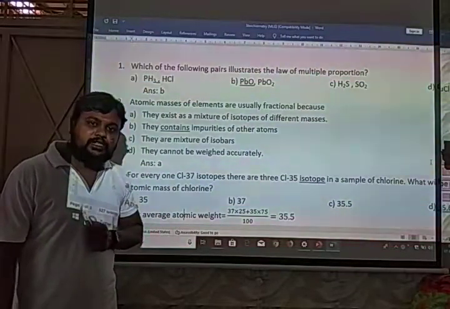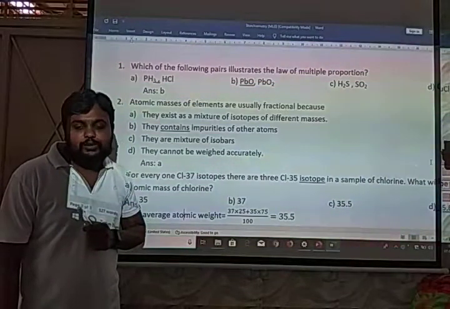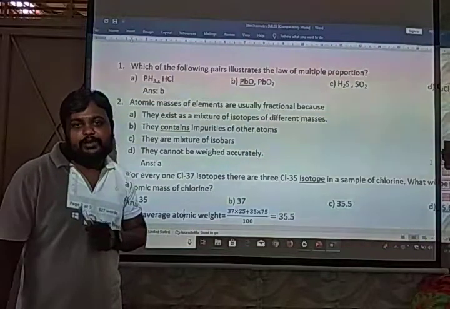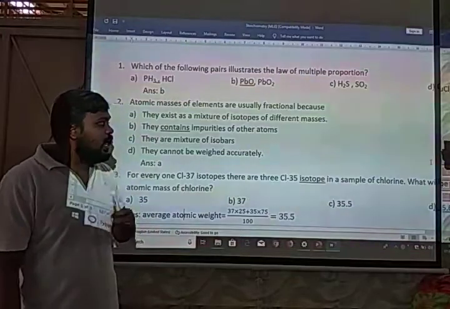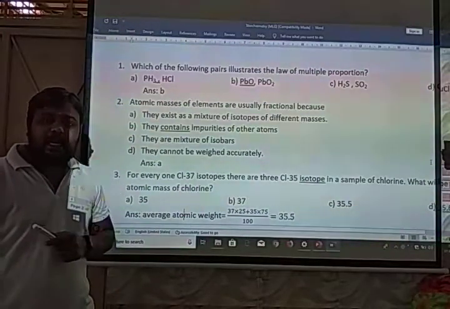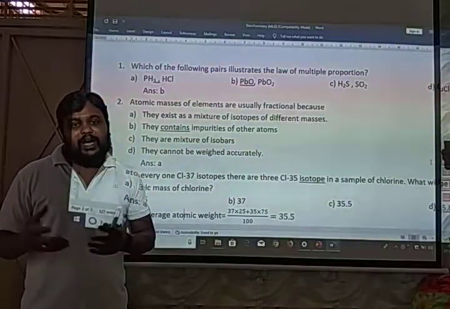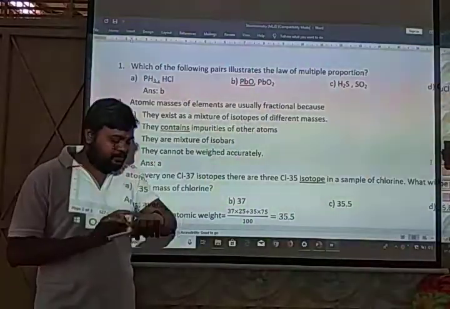And I already told you in the synopsis that the average atomic weight of an element can be calculated using a formula: percentage abundance of the first isotope times its atomic weight, plus percentage abundance of the second isotope times its atomic weight, divided by 100. Using this formula you can find the average atomic weight, and that average may be a whole number or a fraction. Why are fractions available? Because of the presence of isotopes.